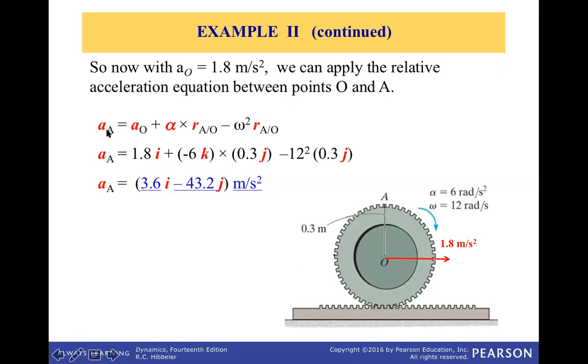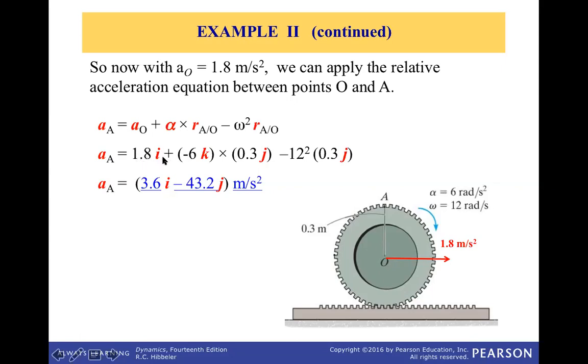The point of interest is A. Just changing notation here. Originally you have B and A, now you change it to A and O. So plus alpha cross r from A to O minus omega squared times r from A to O. Now alpha is given as 6. It's in the clockwise direction, so vector alpha should be in the minus k direction. So minus 6k. And then a sub O is 1.8 meters per second squared to the right.